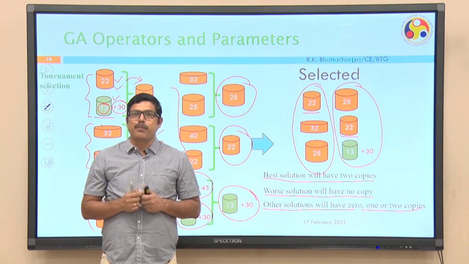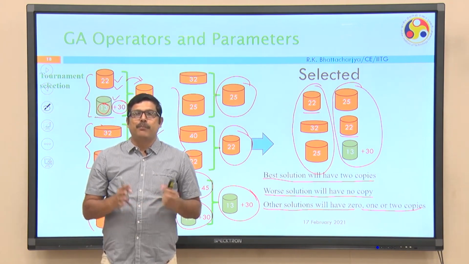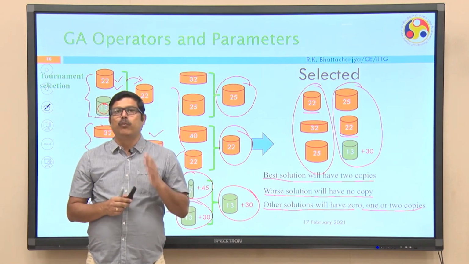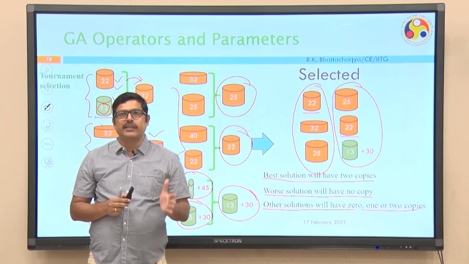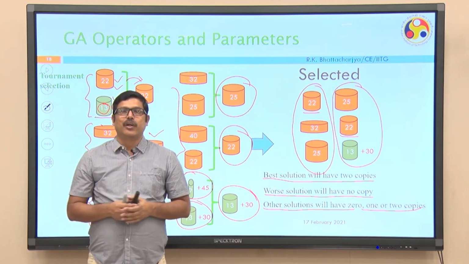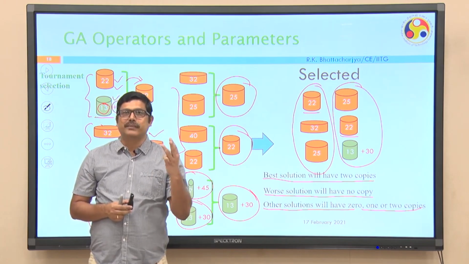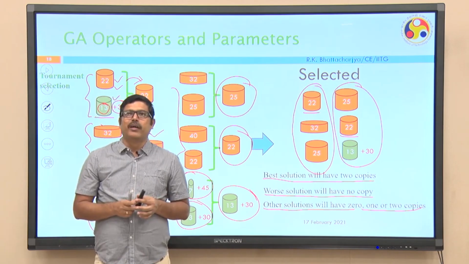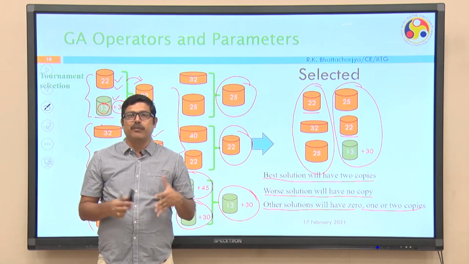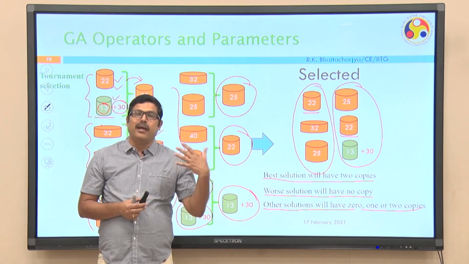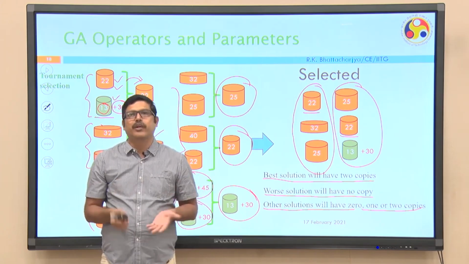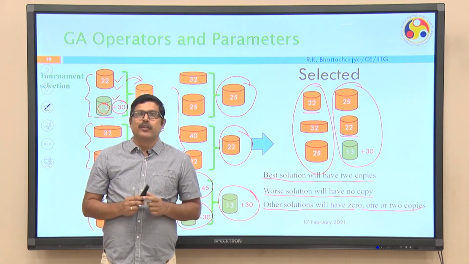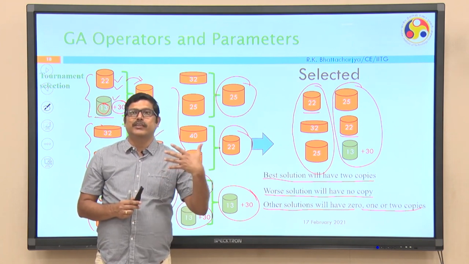In the second round you are getting 2, in the third round you are getting 2, and altogether you are getting a total of 6 solutions. Now, if you look at the best solution, 22, what will happen? He will win the tournament in the first round itself, the second round itself, the third round itself. So, he will have 3 copies. The worst solution will not be able to win the tournament, so he will have 0 copies, and the others may have between 0 and 3 copies depending upon who is playing with whom. Now, this is called selection pressure.